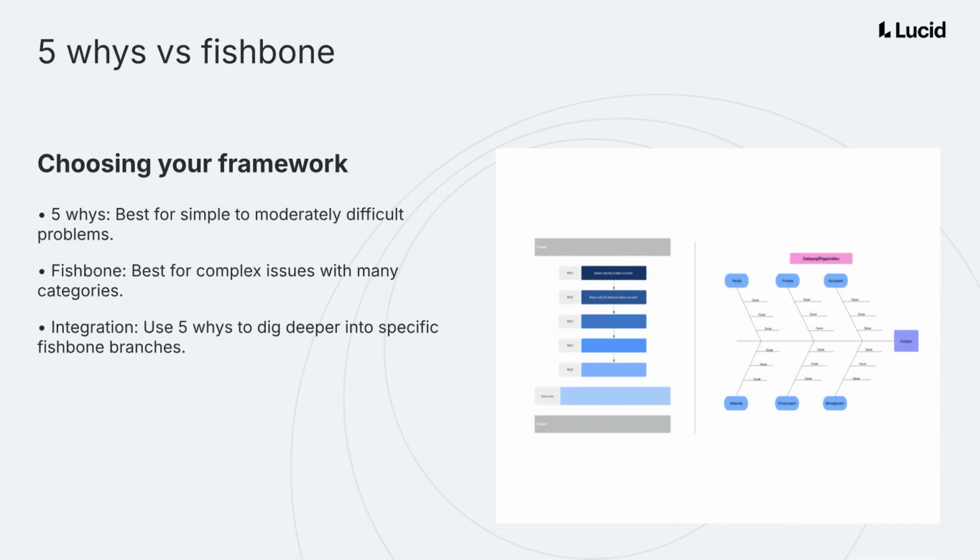5 whys versus fishbone, Ishikawa diagram. The 5 whys is best for linear, simpler problems. A fishbone diagram is better for complex issues involving many categories like environment, machines, or people.